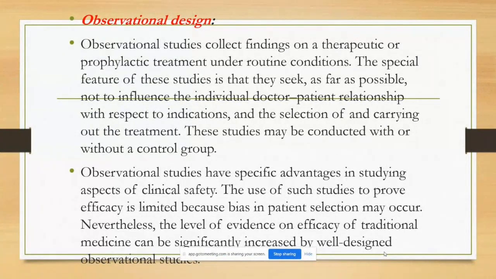It has specific advantages in studying aspects of clinical safety. How safe is it or not? We can come to know by asking a questionnaire, and directly after getting the data, we can plan the study to test the hypothesis. Until and unless we know about the safety and efficacy of that particular drug, we can't plan further research as an experimental one. So observational design makes a good platform to plan further exploratory or experimental research.